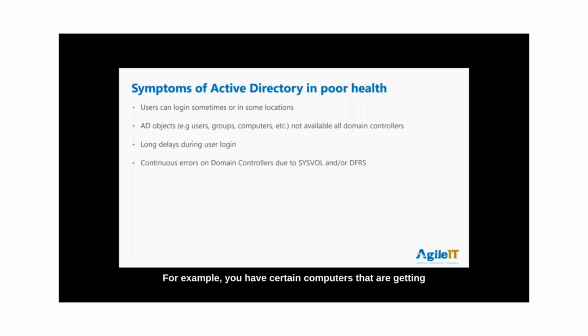For example, you have certain computers that are getting a policy, certain computers that are not. Those types of things should at least be a warning to the end user, who is seeing this all the time, to raise the issue up to IT, and at that point, they should start looking into this. Yeah, you bring up a good point, because sometimes users just take their IT services as this is the way it is.